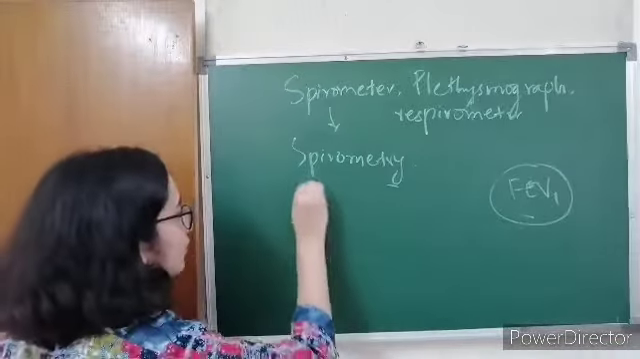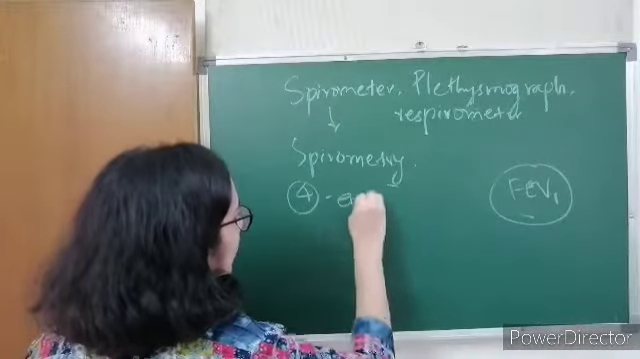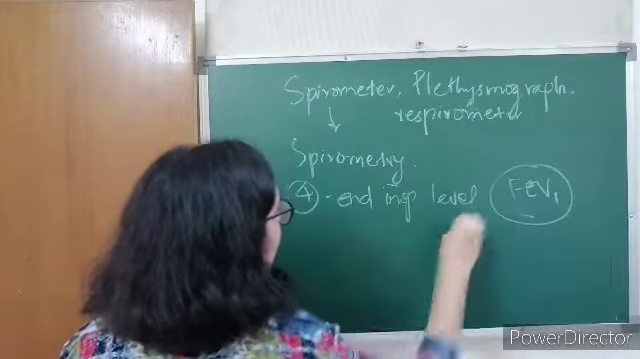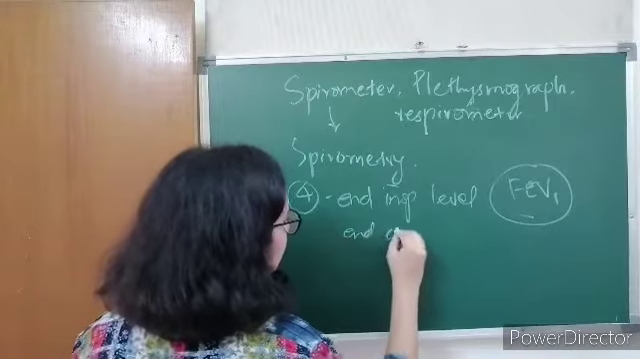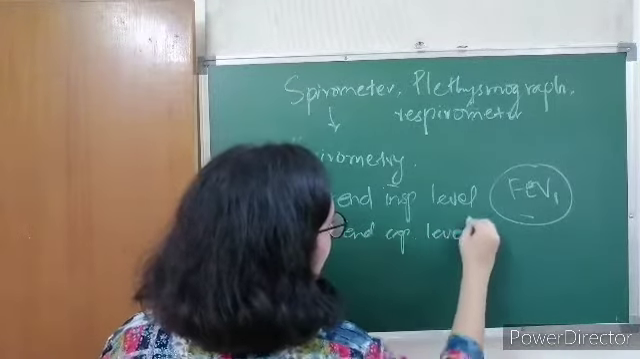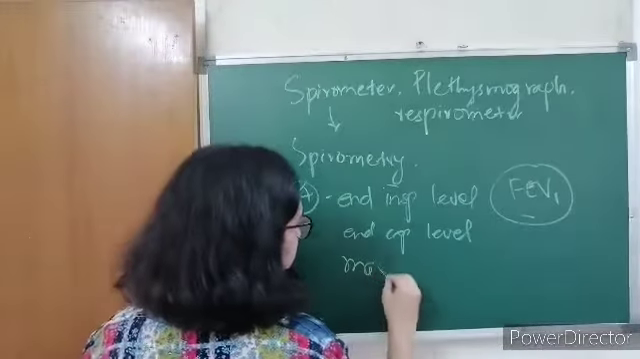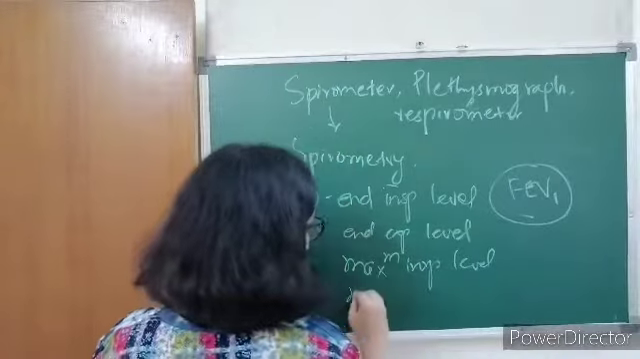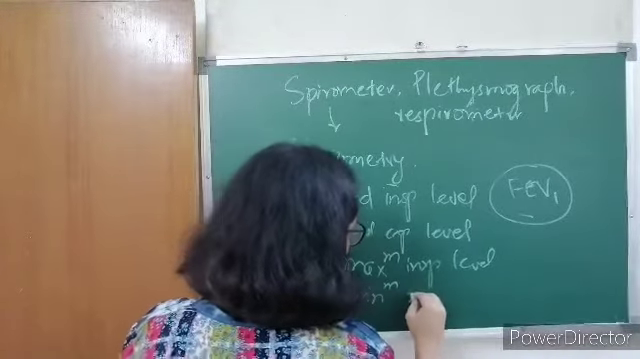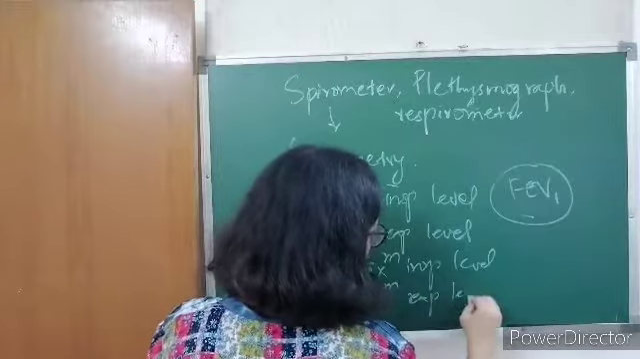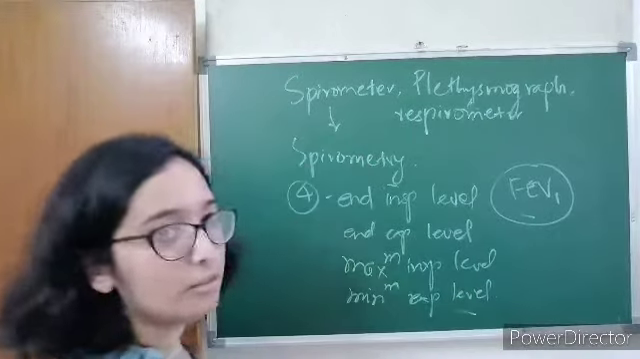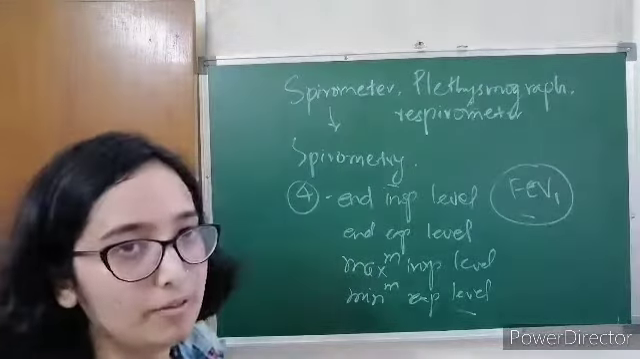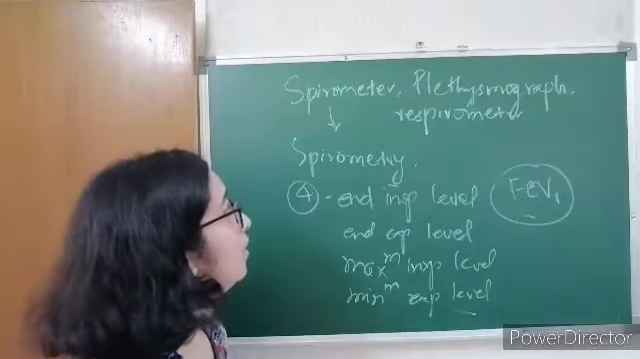So what are the things which it measures? Mainly there are four things which it measures. They are end inspiratory level, end expiratory level, maximum inspiratory level, and minimum expiratory level. Okay. So these are the four things which spirometry will measure: end inspiratory level, end expiratory level, maximum inspiratory level, and minimum expiratory level.